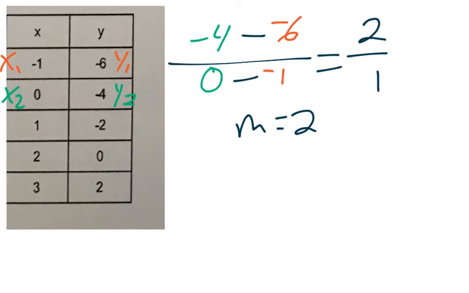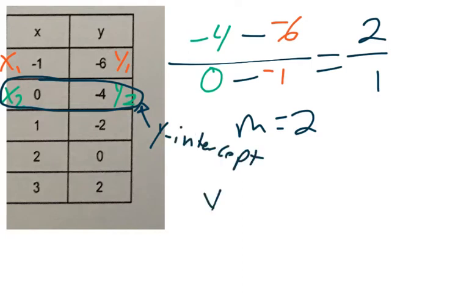Now we have it real easy because the y-intercept is when x equals 0. So when x equals 0, our y value is negative 4, so that is our y-intercept. So now we can write our equation as y equals 2x minus 4.